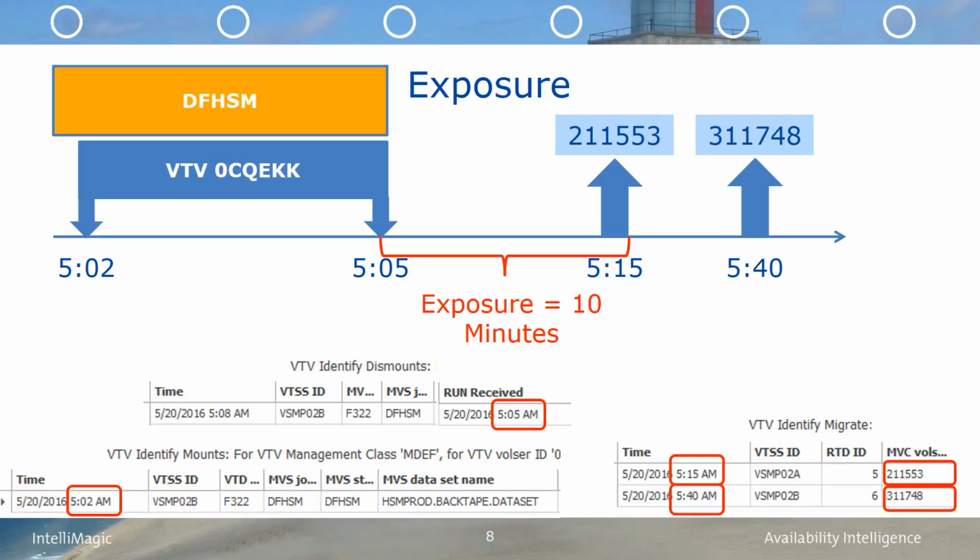So again, if need be, you can drill down and understand why it was exposed and whether that meets the criteria that you're expecting in your particular virtual tape system.